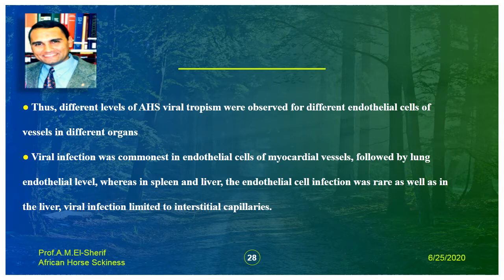Viral infection was commonest in endothelial cells of myocardial vessels, followed by endothelial cells of the lung, whereas in the spleen and liver, endothelial cell infection was rare, and in the liver the viral infection was limited to interstitial capillaries.